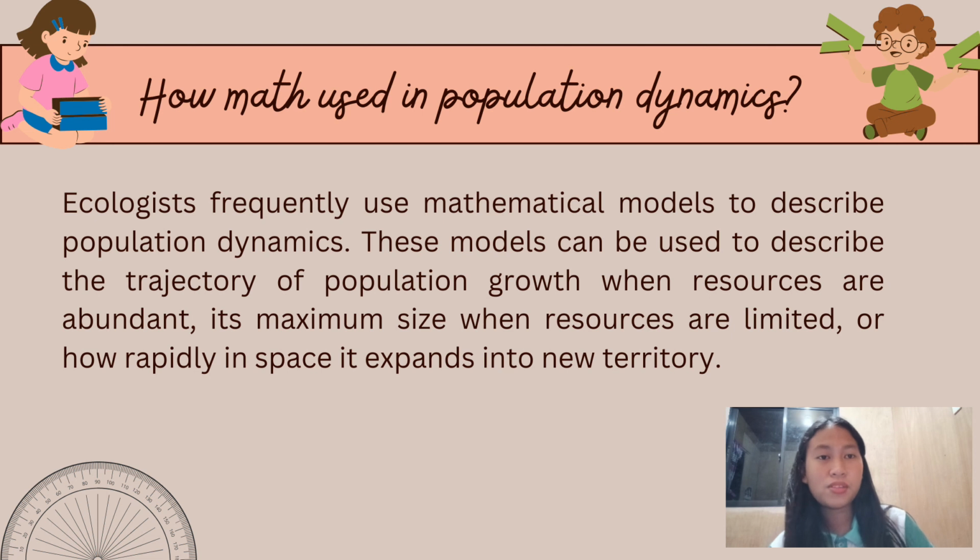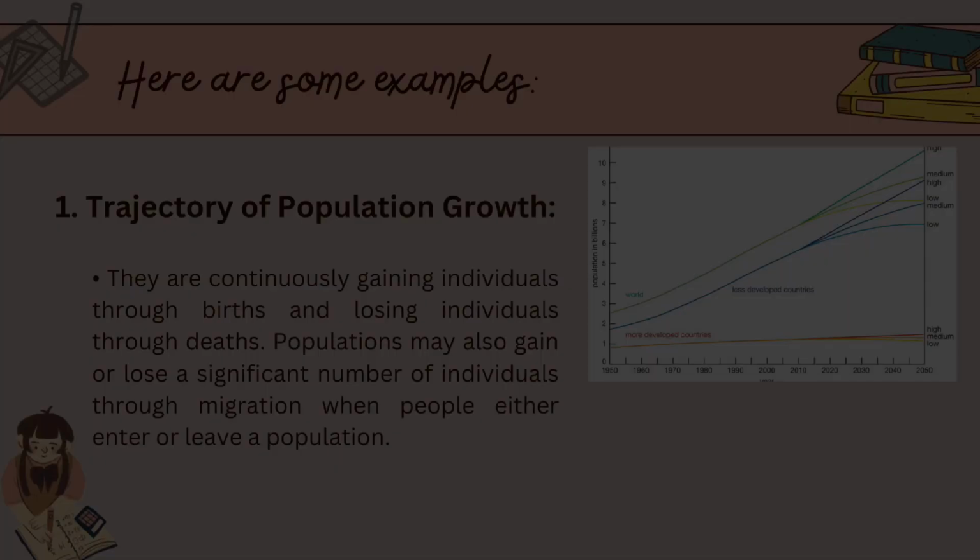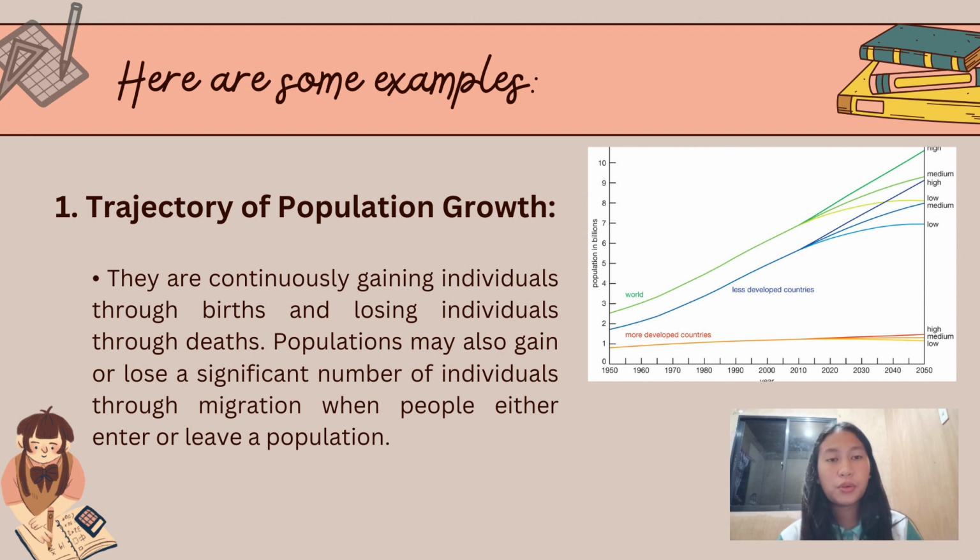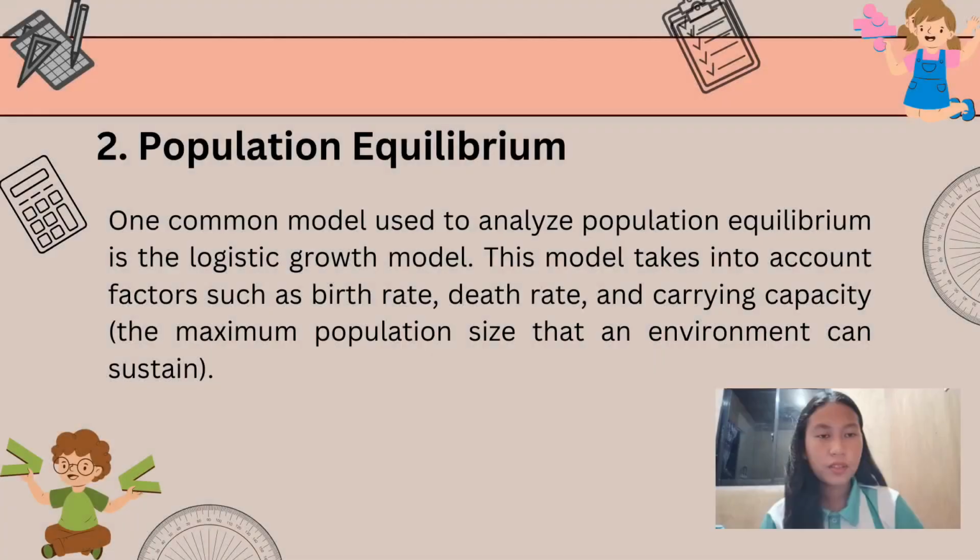How is math used in population dynamics? Ecologists frequently use mathematical models to describe population dynamics. Some examples. Number 1, trajectory of population growth. We are continuously gaining individuals through birth and losing individuals through death. Populations may also gain or lose a significant number of individuals through migration, when people either enter or leave a population. Number 2, population equilibrium.